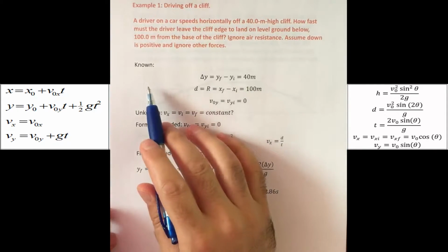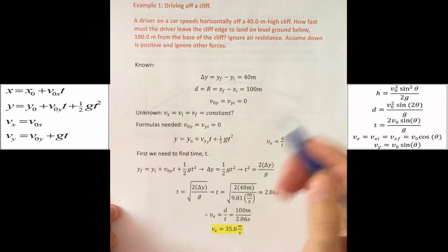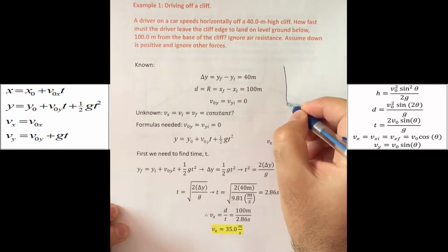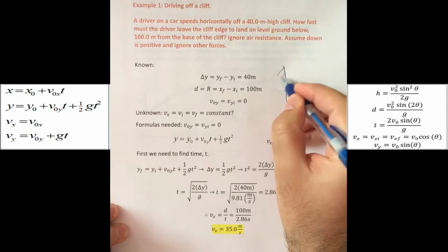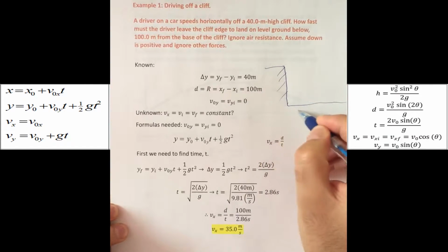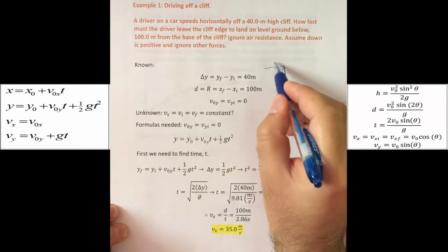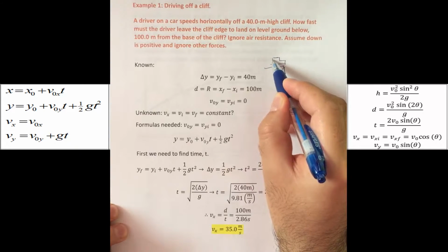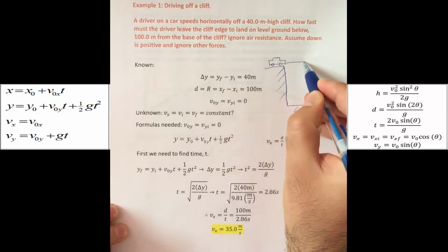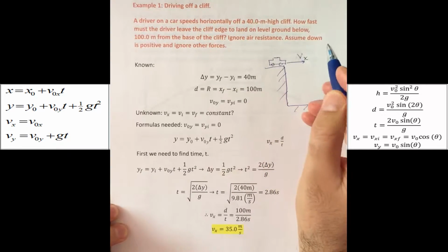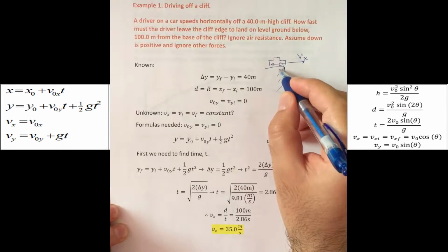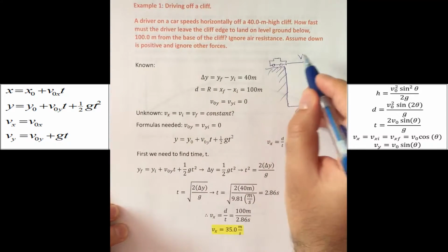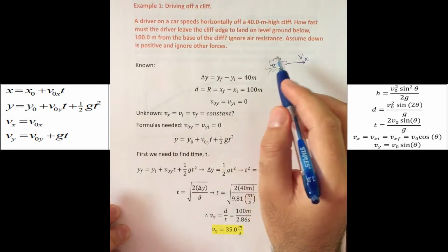First, what you have to do is just write the knowns. What do we know about this? We have a cliff here, and the car has only Vx. Remember, it's not going down, because it's prevented by the ground. It's not going up, it just goes horizontally. It doesn't have Vy. That's the key here.